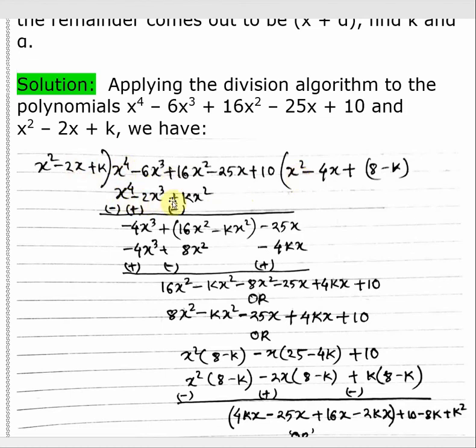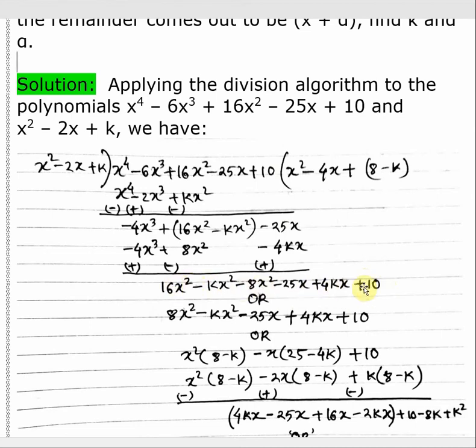then x to the power 4, this will be minus 2x cube, this will be plus kx squared. The subtraction will be done, and then minus 4x cube will come down, then 16x square minus kx square will also come down, and minus 25x I have brought down. Then minus 4x will be the quotient, then minus 4x cube is gone, 8x square is coming down, minus 4kx is also there. Subtraction again done, then 16x square minus kx square minus 8x minus 25x plus 4kx. Now the 10 has come down.